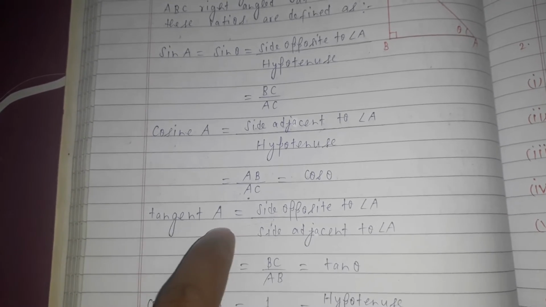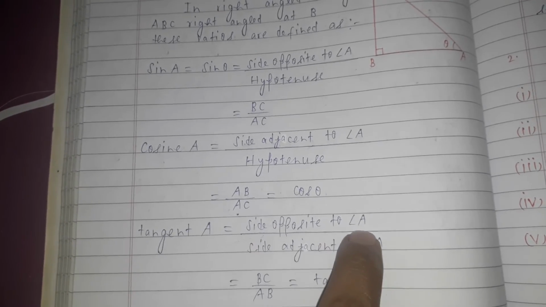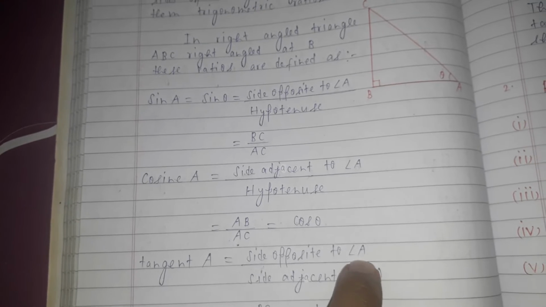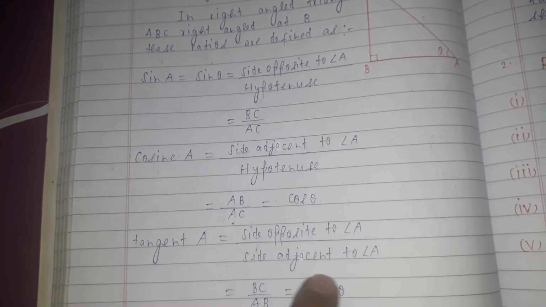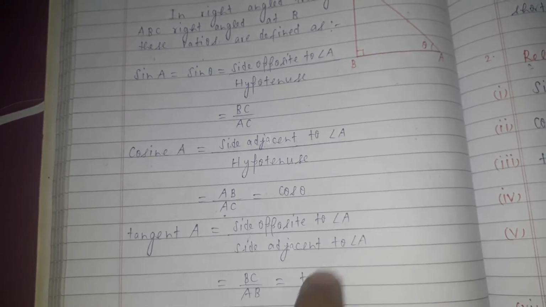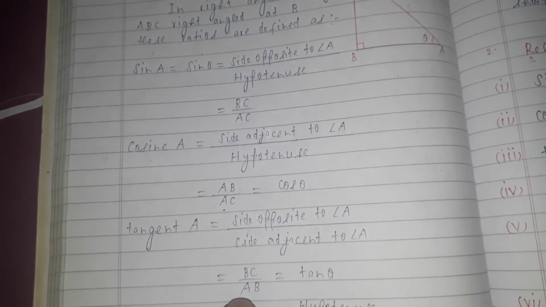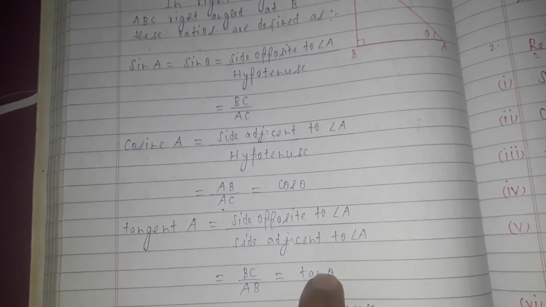Again, tangent A equal to side opposite to angle A or front side. It means side BC upon side adjacent to angle A. It means side AB, equal to BC upon AB equal to tan theta.